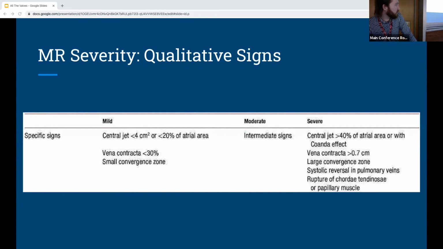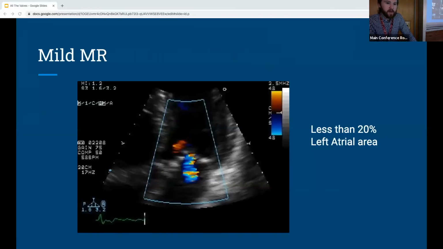One would be the Coanda effect. Another one would be a very large convergence zone, which simply won't show up in mild or moderate disease. And then if you see a rupture of the chordae or the papillary muscles, that automatically defines severe disease. And like I said before, if it's not severe and not mild, just call it moderate. So this is what mild looks like. It's very clearly less than 20% of the left atrial area.